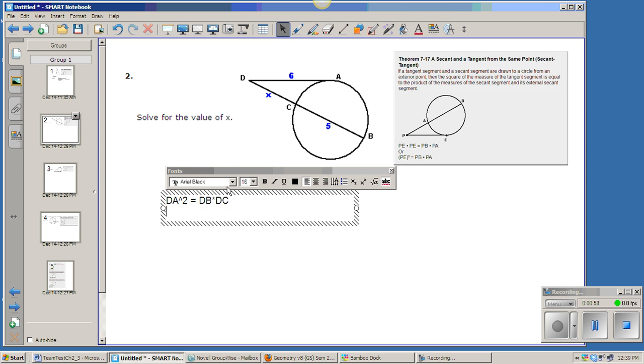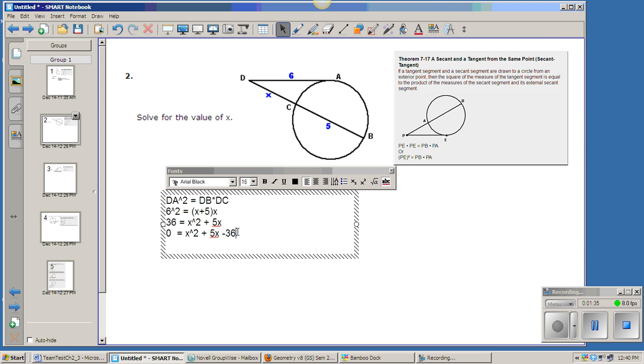And how that transfers is from D to A is 6, so 6 squared has to equal the length from D to B is going to be x plus 5 more, so I'll just put x plus 5 there, times the length from D to C, which is x. And then you can solve that algebraically or graphically. Personally, I like to use factoring if I can, so I'd subtract 36 from both sides. And I would solve this just using factoring.